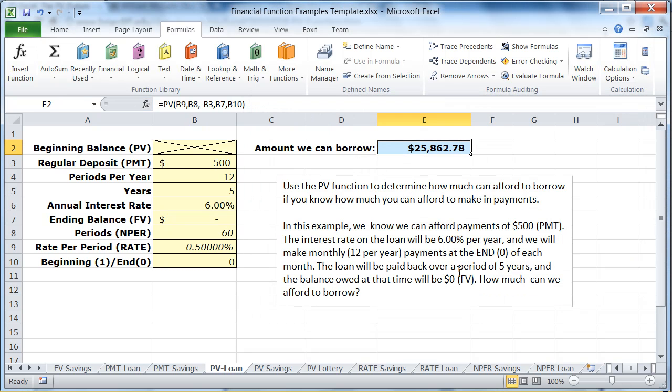Click on OK. And if we can afford to pay $500 in monthly payments, with all of these other factors, the amount that we can afford to borrow right now is $25,862.